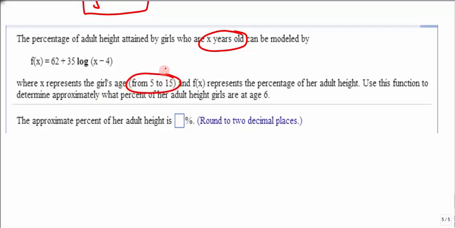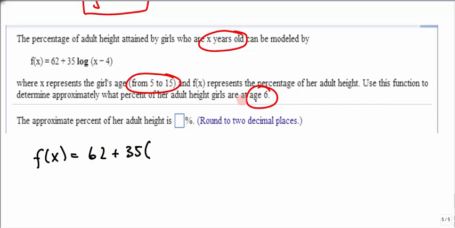Now this is interesting. We can't plug a 4 in here because 4 minus 4 is 0, and I can't take the log of 0. Remember that vertical asymptote we had. Use this function to determine approximately what percent of her adult height girls are at age 6. So we're trying to predict their adult height given their height at age 6.